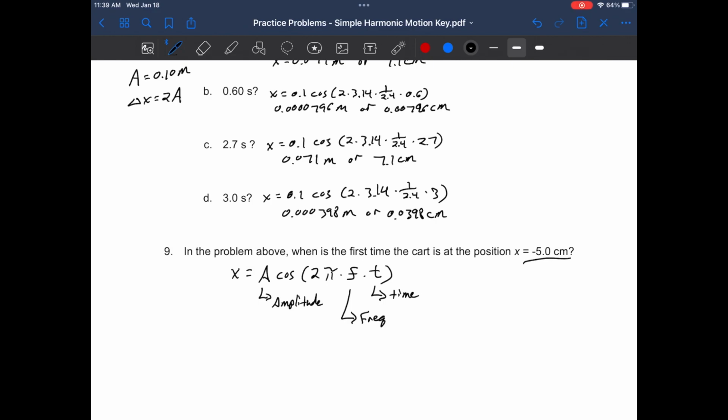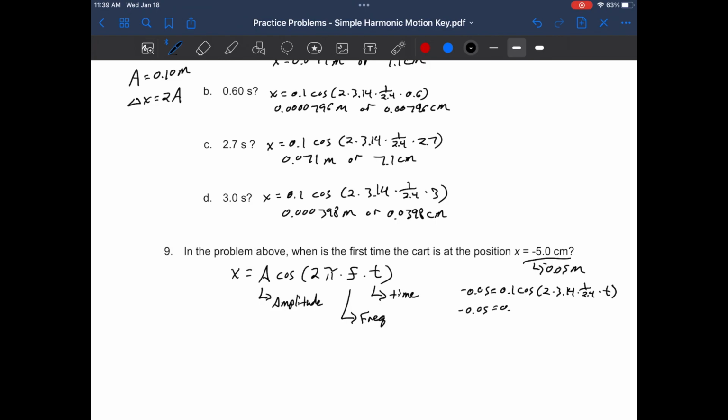Now they gave it to us in centimeters, so we need to convert this to meters. So negative 5 centimeters is negative 0.05 meters. This is the position we're solving for time, so this is the x. So negative 0.05 is equal to 0.1, the amplitude, times cosine of 2 times 3.14 pi, times the frequency, which is the inverse of the period, so 1 over 2.4 times t. And we're simply going to solve for t.